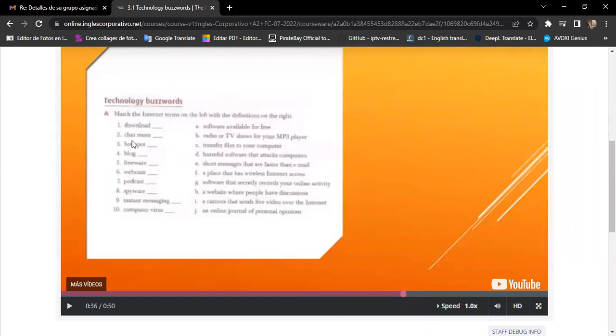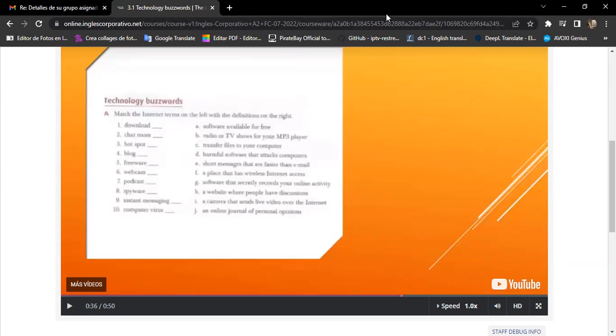Okay, next we have freeware. What is freeware? Available for free. Okay. Webcam. A camera that does live video. Okay, good. Thank you. That is a webcam. Remember before webcams used to be very expensive? Yes. Now they're like $10.